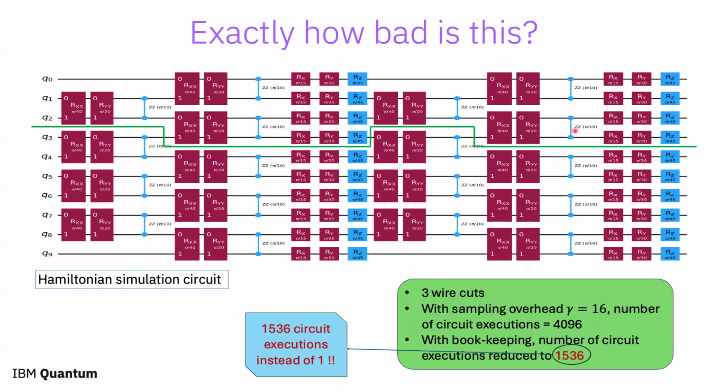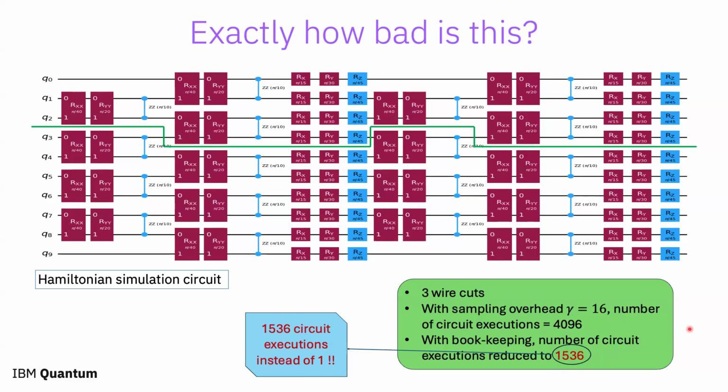You will actually end up needing more cuts if you do gate cutting. So with the proper bookkeeping that we were discussing, it ends up saying that you need to run 1,536 circuits. 1,536 circuit executions instead of 1. Now, this is very bad, right? So I hope you get a feeling why circuit cutting, using it very ubiquitously, is not immediately possible.